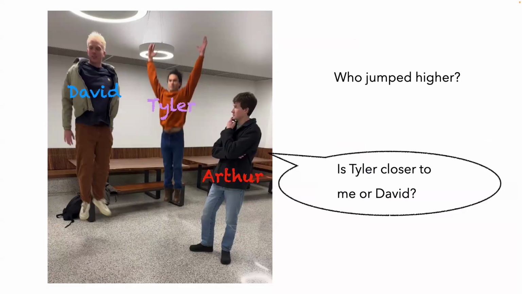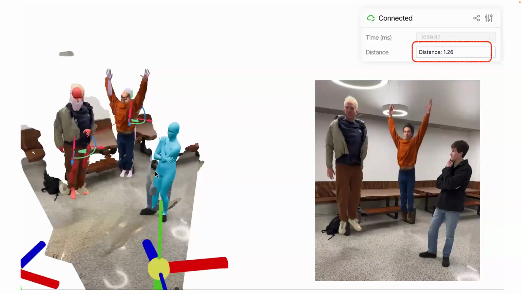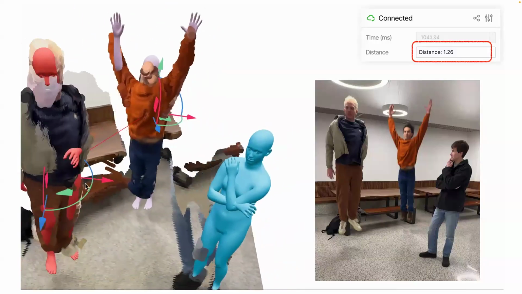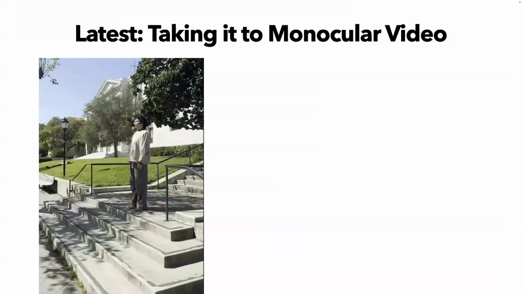Another thing is you can ask questions like, is Tyler closer to Arthur or David? And we love Viser, which is this visualization toolbox. And my student implemented a ruler in Viser. So you can actually grab something and draw from a point to point. And it's actually 1 meter, and Tyler is closer to you. But the point is this is also in some kind of a metric space. Of course, it's not like super perfect metric space, but there is a meaning to this. Okay, so that's that. So that was multiple view.